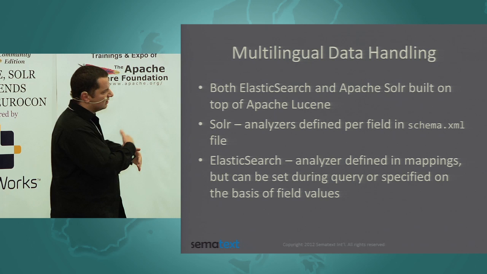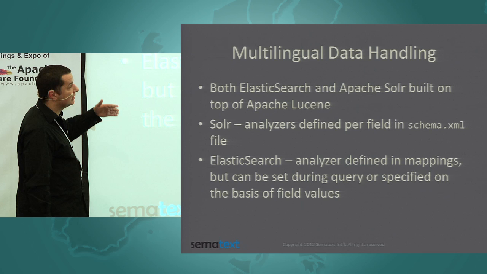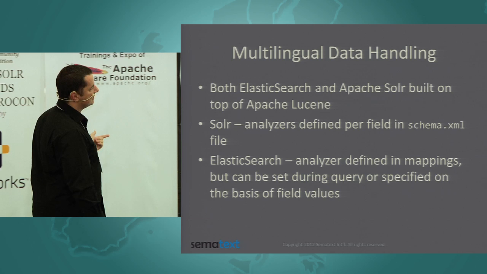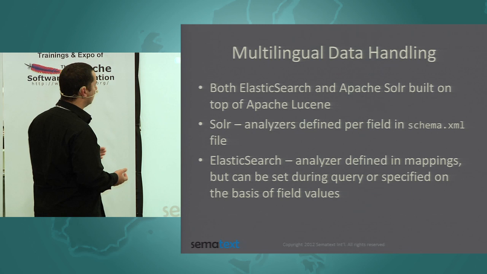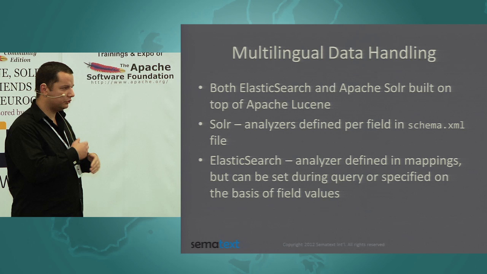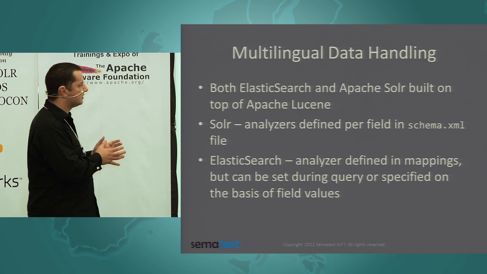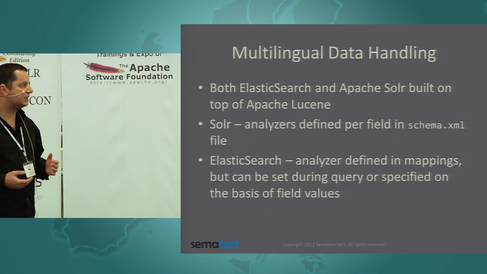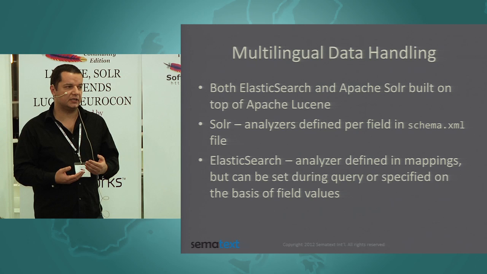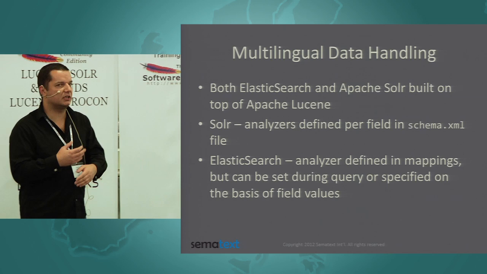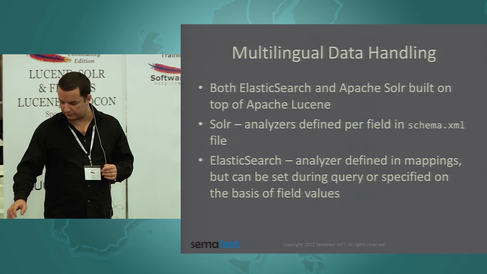Solr analyzers are defined per field in the schema. Elasticsearch analyzers can be defined in the mappings or in the configuration file, but can also be set during query time or specified on a per-field basis during requests. It allows you to choose the analyzer your query will be analyzed by at the current moment. So it's not only based on the fields, but also on the request or query parameters you send. That can be very good when you know, for example, which language your query is. It's not easy because queries are usually small, and language analysis usually works better on large documents, but that can come in handy.